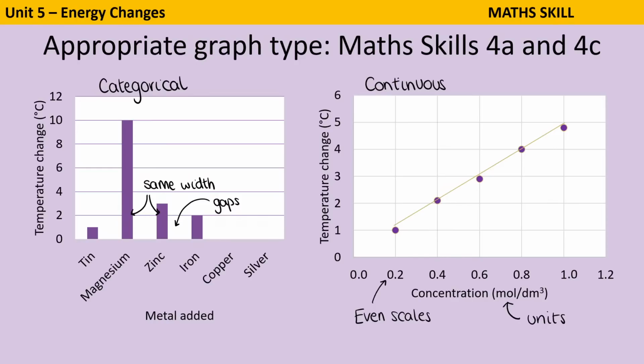So your line of best fit should follow the pattern of your data. If you can put your ruler through it and you can get a straight line, then it's going to be a straight line. But if your data is curving, which is particularly likely to come up in the rates of reaction topic in paper 2, then you're going to do a curve.